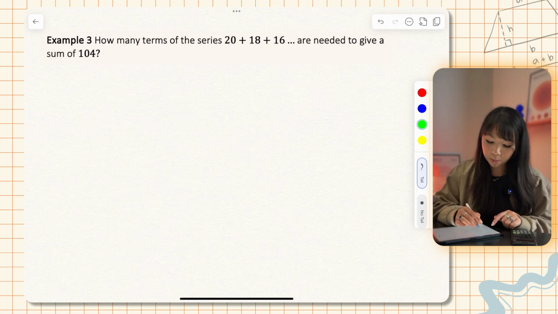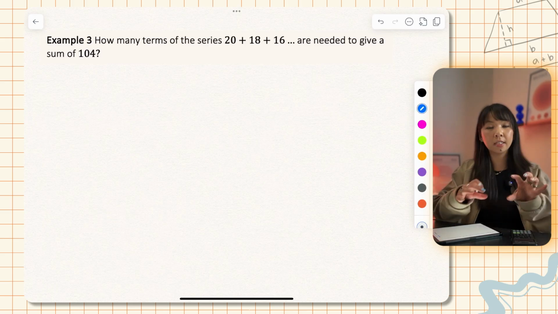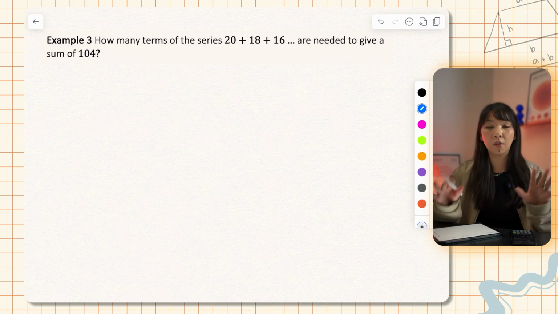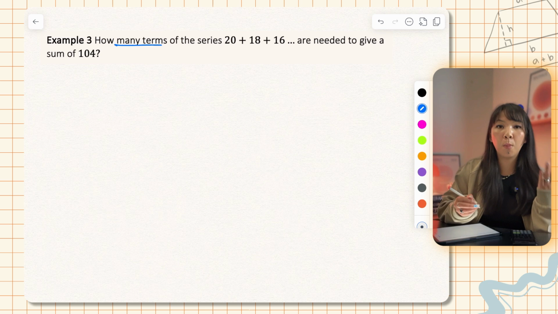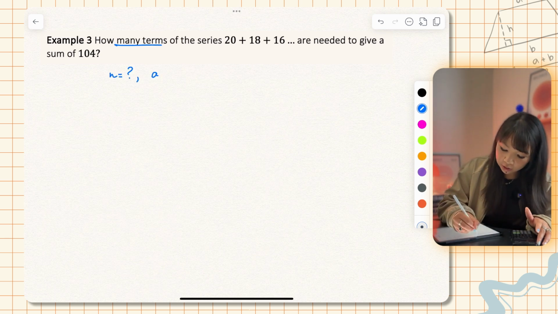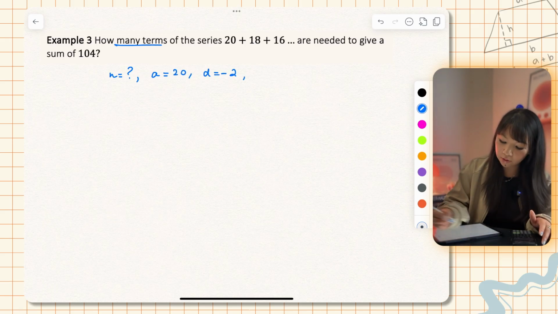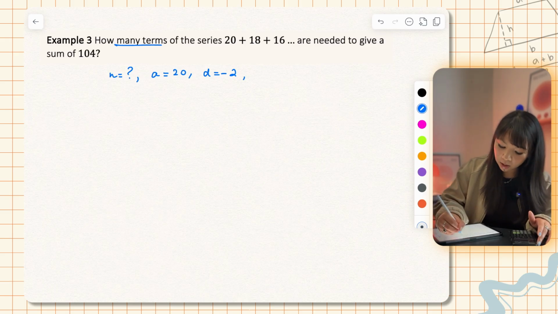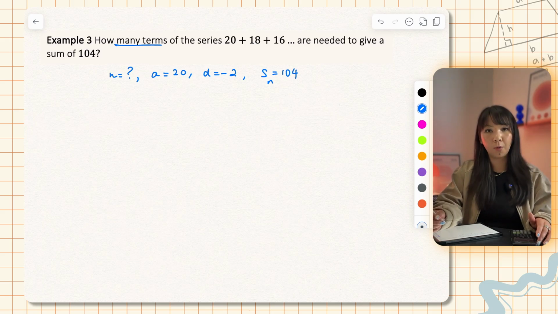Example 3. How many terms of the series 20, 18, 16 are needed to give a sum of 104? Okay, so let's dissect this. Especially when you're first starting off this topic, sequences and series, a good tip is to write down what you have and what you want. So we're looking for how many terms, that's going to be your little n, in this series. So a is 20, our common difference, you can see it's going down by 2, so our difference is -2. Are needed to give a sum of 104. So Sn is going to be 104.